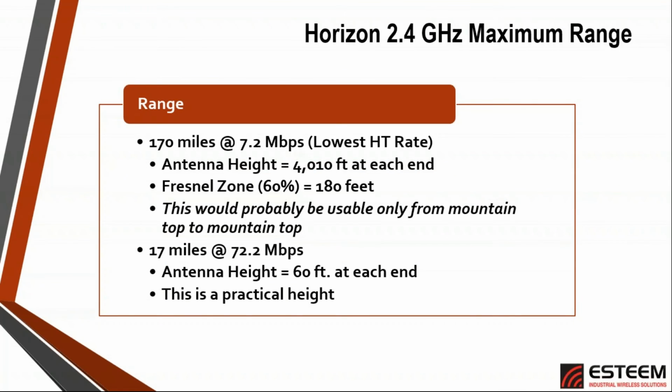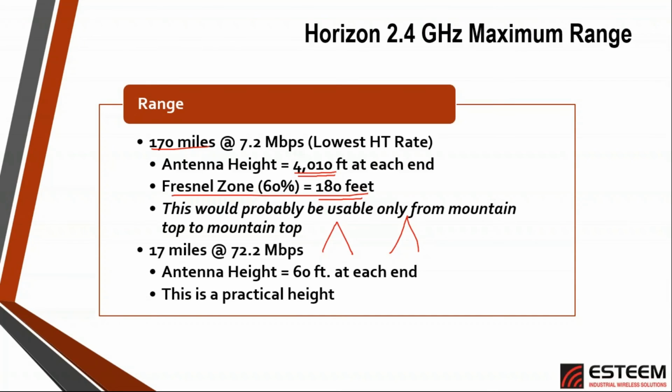To give you an idea, to run 170 miles, we actually need a minimum antenna height at both sides of over 4,000 feet just to break the curvature of the Earth. We then need to add the Fresnel zone to that, which adds an additional 180 feet. So what is this? Really, we're talking about an application from one mountaintop to another mountaintop. Could it be used? Yes, as a matter of fact, we've had some applications that have used this 2.4 gigahertz well over 60 miles, but that was the requirement of it: one mountaintop to another mountaintop.